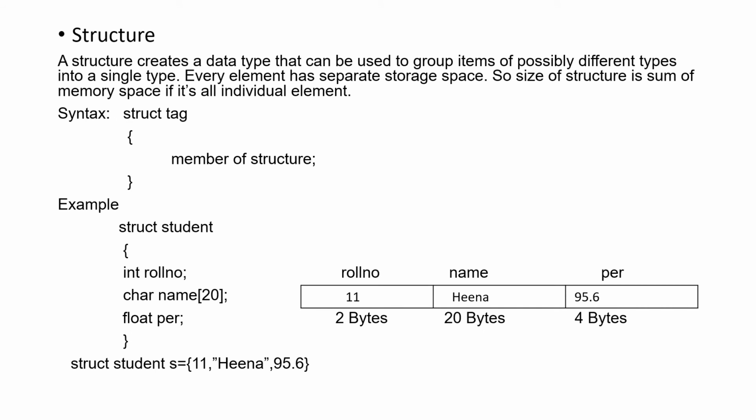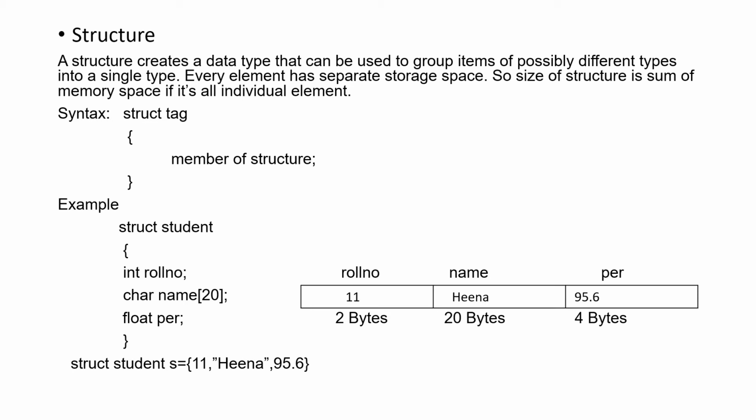Next data type is structure. It is also a user defined data type. Using the structure, I can combine the variables of different data types under the single name. In the array also, I can hold a number of elements under a single name. But in the array, all elements must be of the same type. That is not the case with the structure.